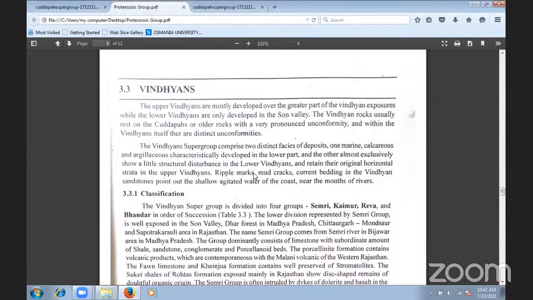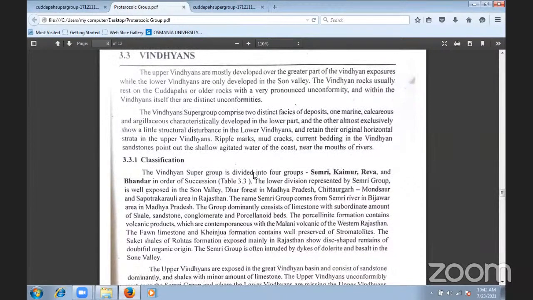The Vindhyan supergroup comprises two distinct phases of deposits. One is marine, calcareous and argillaceous in character, developed in the lower part. The other shows little structural disturbance in the lower Vindhyans, and it also retained its original horizontal strata in the upper Vindhyans. Ripple marks, mud cracks, and current bedding in the Vindhyan sandstones point to the shallow water of a coast near the mouth of a river.